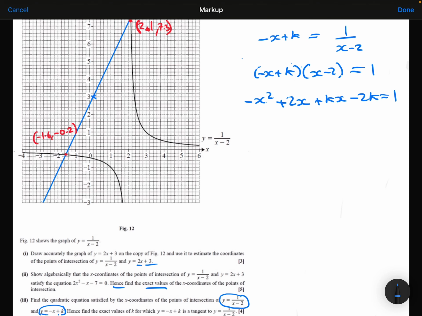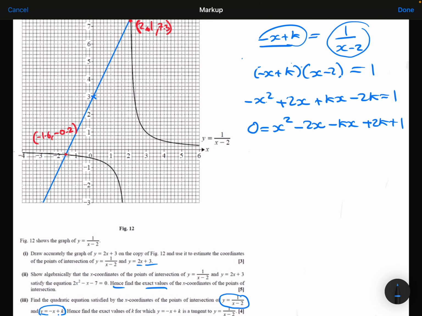And whilst I'm at it, I'm actually going to move everything to the other side here, because I don't like that negative x squared. So I'm going to move everything over to the right-hand side. So I'm going to add x squared to both sides, subtract 2x from both sides, subtract kx from both sides, and add 2k to both sides, and the 1 stays wherever it is. Right, so this is the quadratic equation where these two lines would intersect.